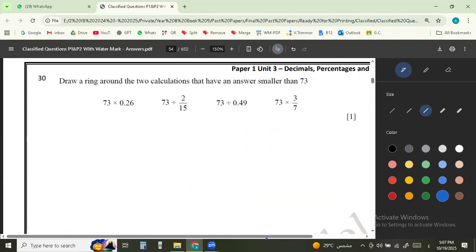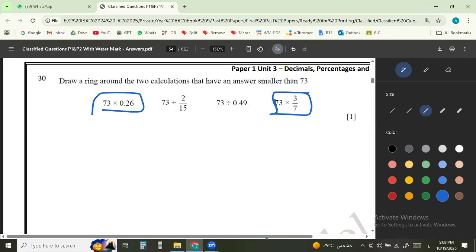Draw a ring around the two calculations that have an answer smaller than 73. Smaller? Okay, Sir, I got here multiplication and multiplication. If you multiply by anything that is smaller than 1, the answer gets smaller. We agreed on this many times. Multiplication, Sir, the answer always gets bigger. Yes, I agree with you, unless you're multiplying by smaller than 1, the answer gets smaller. So this and this, the answer will definitely be smaller than 73.